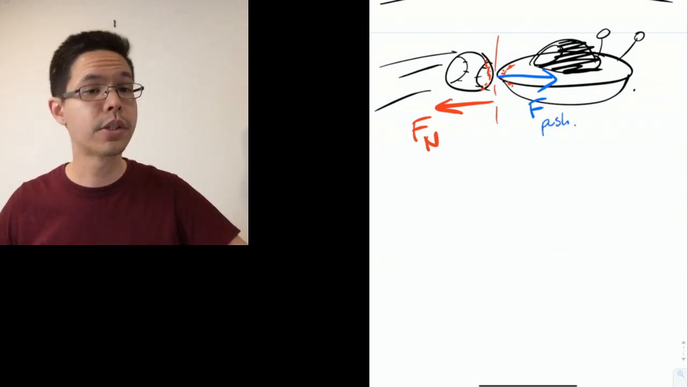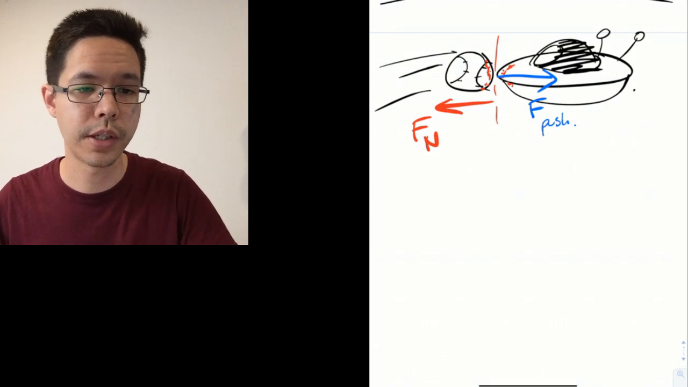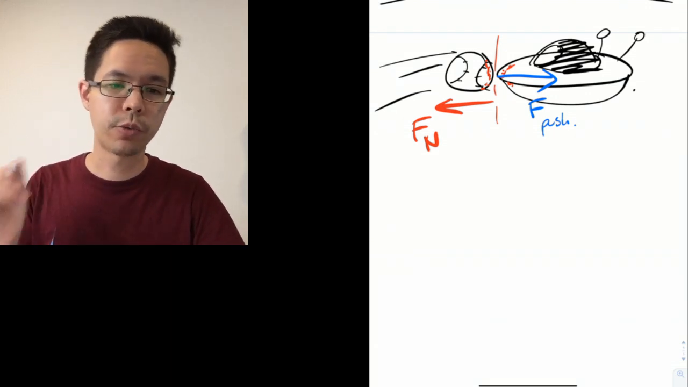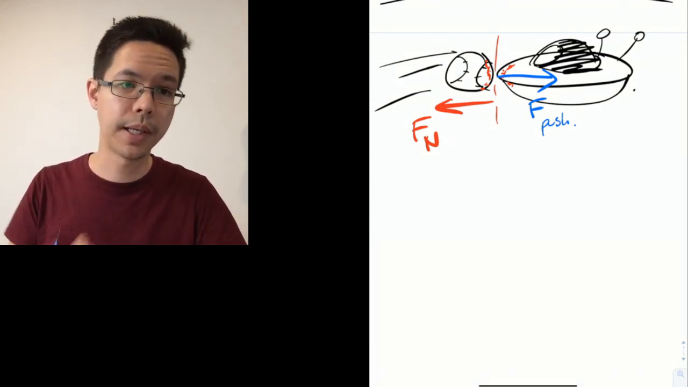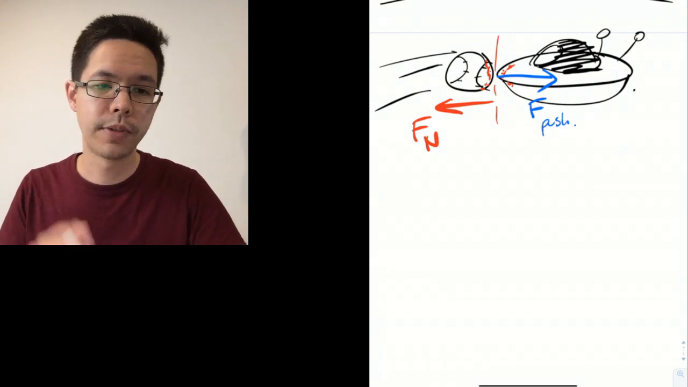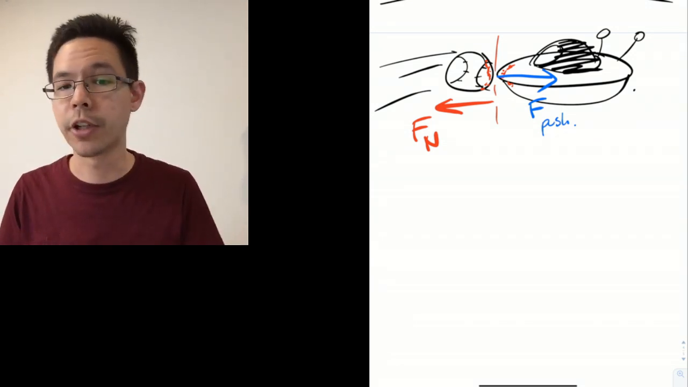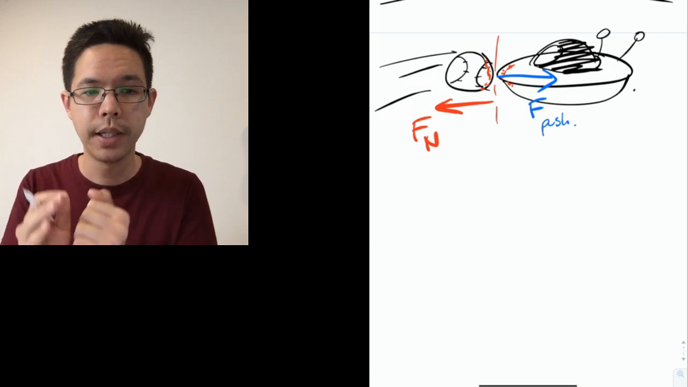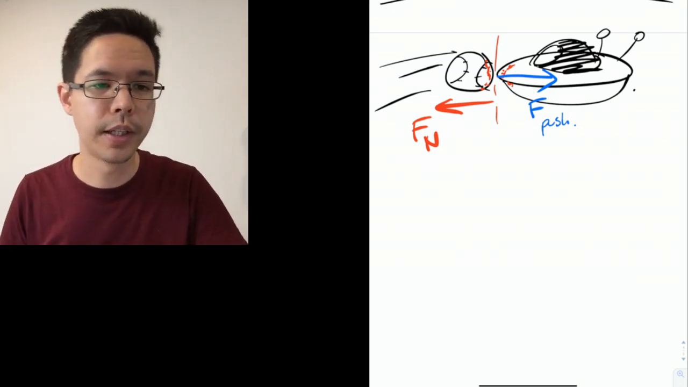Okay, so you would still technically have a normal force even without gravity present. It just requires two objects to make contact. So if they contact really lightly, then you get very little normal force repelling away. If you had them hitting really hard, then you'll get a lot more normal force.